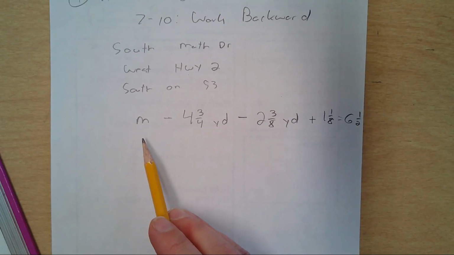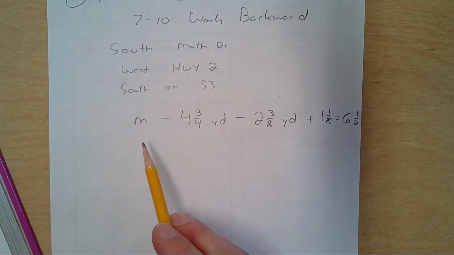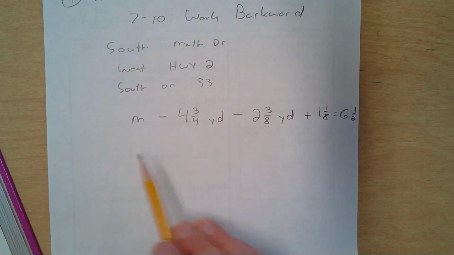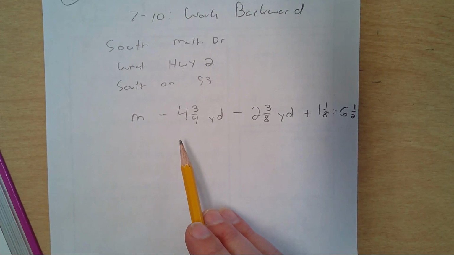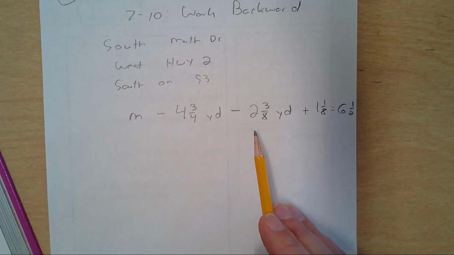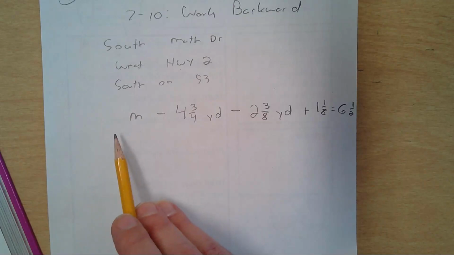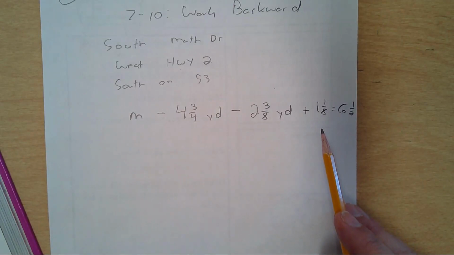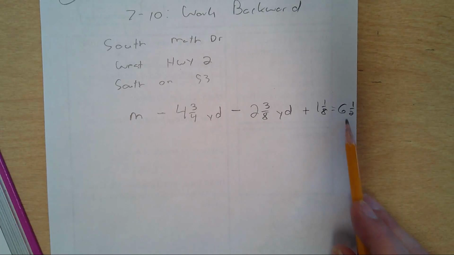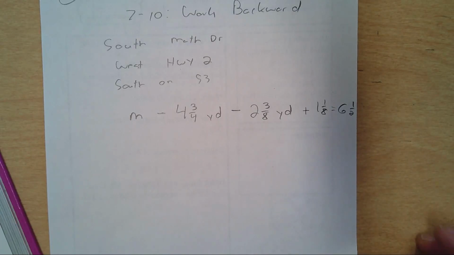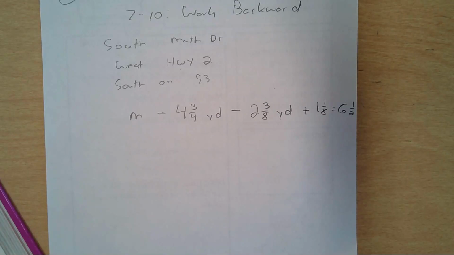We don't know how much she started with. That's what it says. Then she used, or we subtract, 4 3/4 from how much we had. Then she used, subtract 2 3/8 for a jacket. Then she bought, or add, 1 1/8 more. And at the end, she had 6 1/2 yards left. So how could we set this up to solve it?